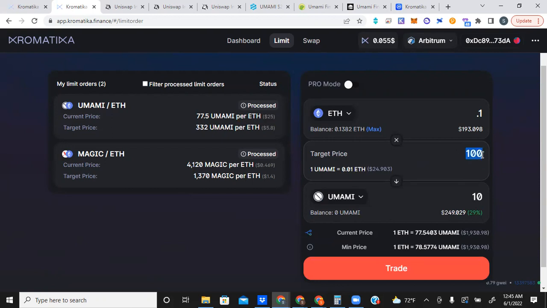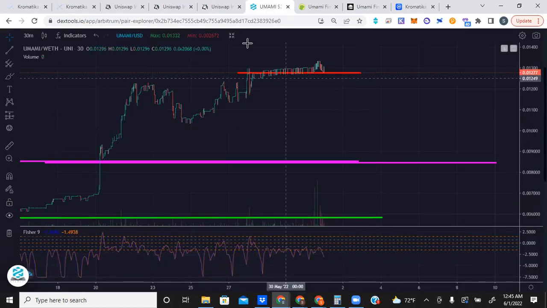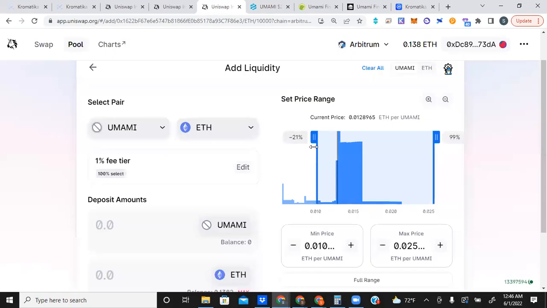So I'll do it at a price of 0.01 target. 1 Umami equals 10 ETH. I'm going to do 0.1. That'll give me 10 Umami. So, that's basically it. And once the price comes down to this 0.01 range here, if there's sell pressure and if that happens, my liquidity, my ETH will turn into Umami, and then the Chainlink keeper will close that position with my new Umami accumulated at a discount. So I would say this is a pretty powerful tool.